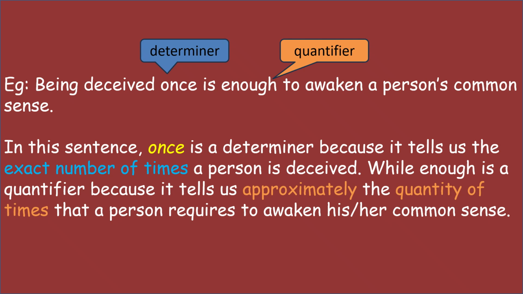Look at this sentence for understanding the difference between a determiner and a quantifier. Example, being deceived once is enough to awaken a person's common sense. Now in this sentence, the word once is a determiner because it tells us the exact number of times a person is deceived, while the word enough is a quantifier because it tells us approximately the quantity of times that a person requires to awaken his or her common sense.